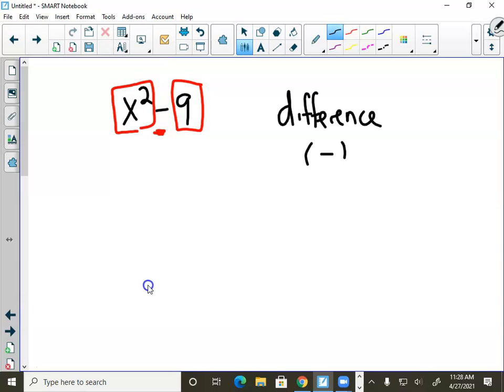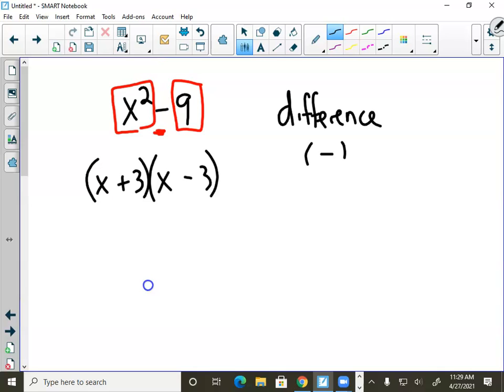And how we factor that is we're going to end up with two binomials. We take the square root of the first perfect square and put that in each of our parentheses. We take the square root of our last perfect square and we put that in each of our parentheses. And because this is the difference between squares, we just put different signs. And just like that, you've factored the difference between squares.